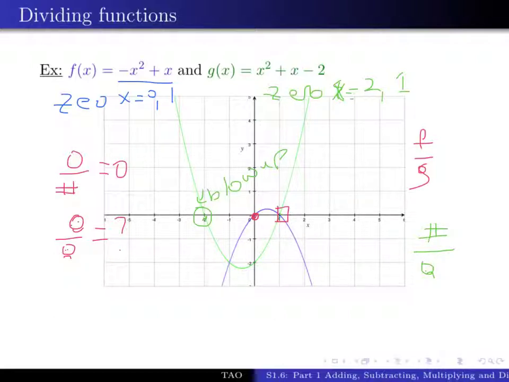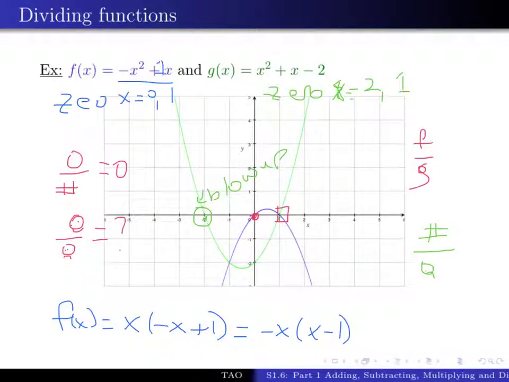Now, one of the things that we can look at is our f of x. Is there anything common in there? Well, there's an x in each term, and there's always these 1's floating around. So if I pull an x out, I'm going to get a minus x plus 1. Or if I was smart, I could have pulled a minus x out of both terms: minus x times x minus 1. And our green guy can be factored as x plus 2 and x minus 1. I'm going to leave it to the interested student to do that.